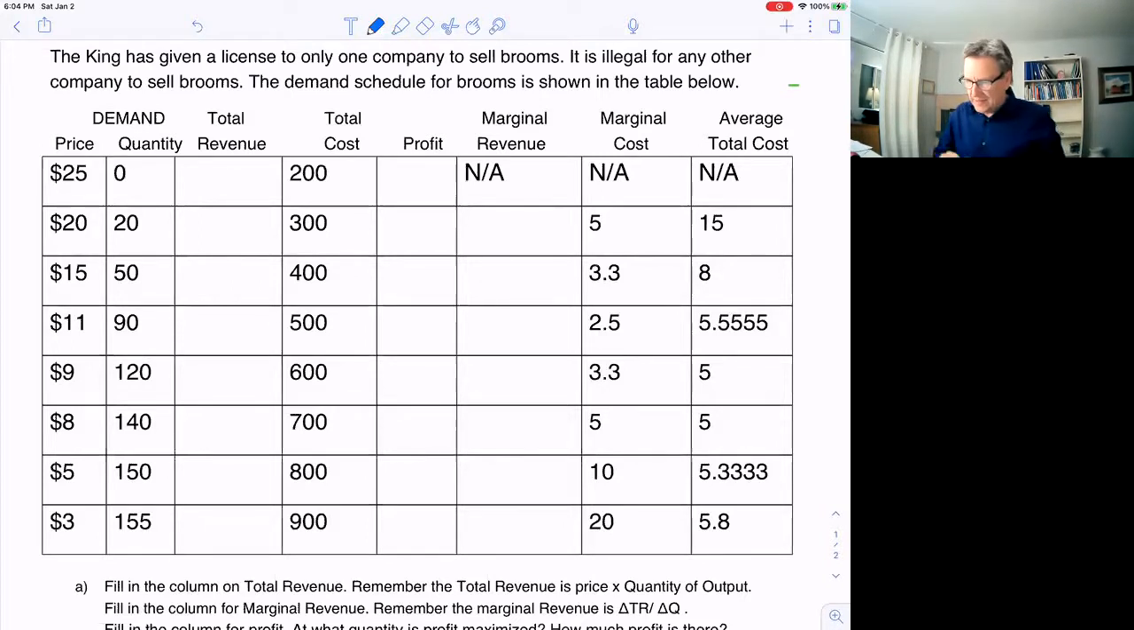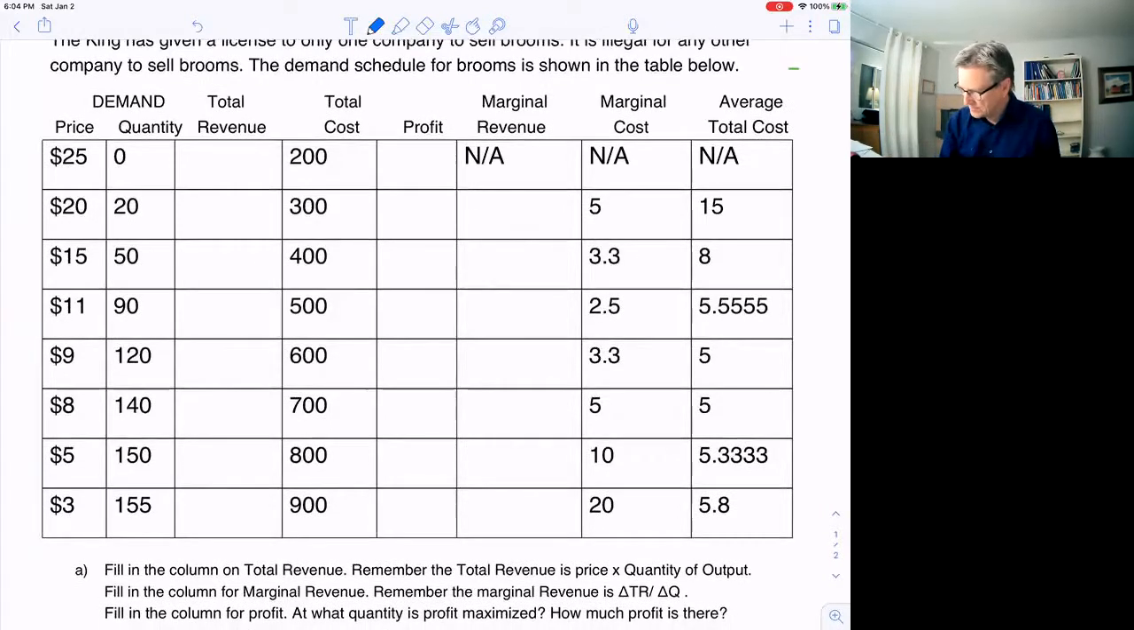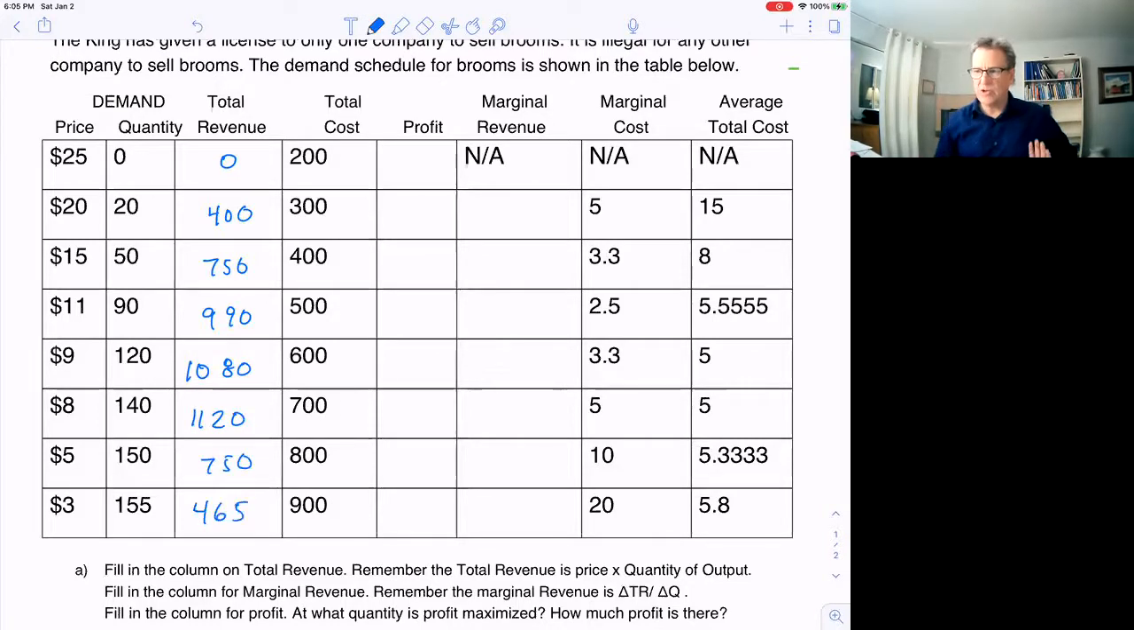So the first thing we're going to do is fill out the total revenue column. Total revenue is price times quantity, so we'll just multiply them together and we get 0, 400, 750, 990, 1080, 1120, 750, and 465. And notice once again, the total revenue goes up, but then it starts to come down as we produce more, because the more we produce, the more we have to drop the price.